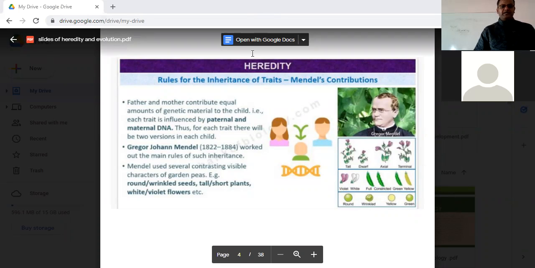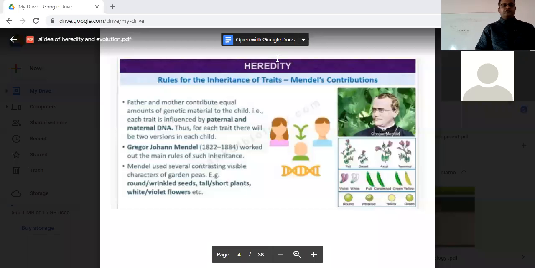For the height of the plant, very good. We considered, yes, 2 varieties. Very good. And what were the 2 varieties which we considered? Very quick answer. Very good. Yes, tall and dwarf.